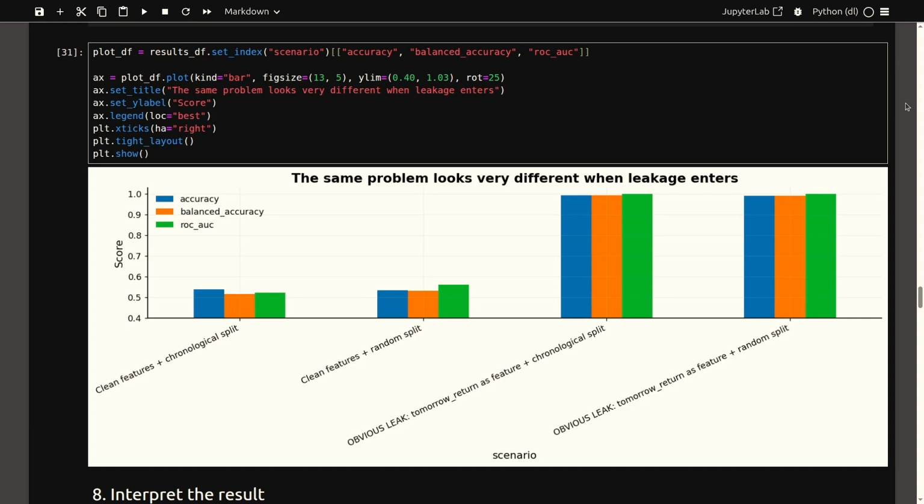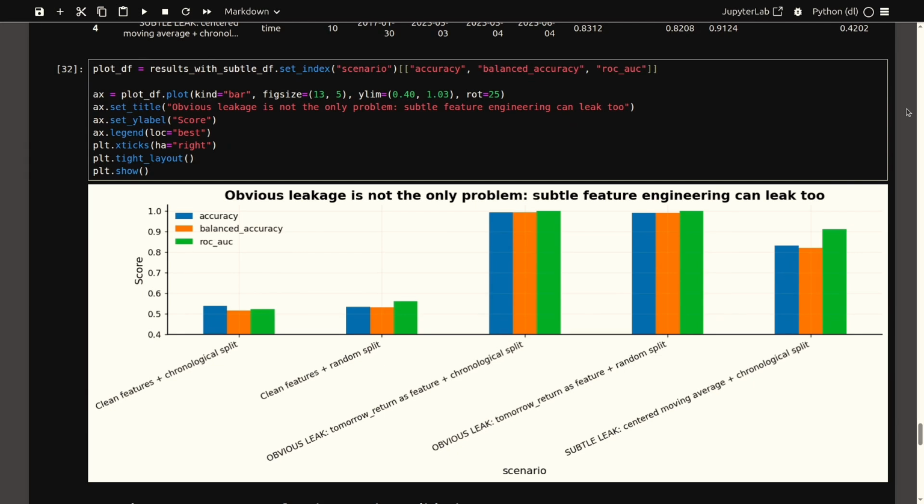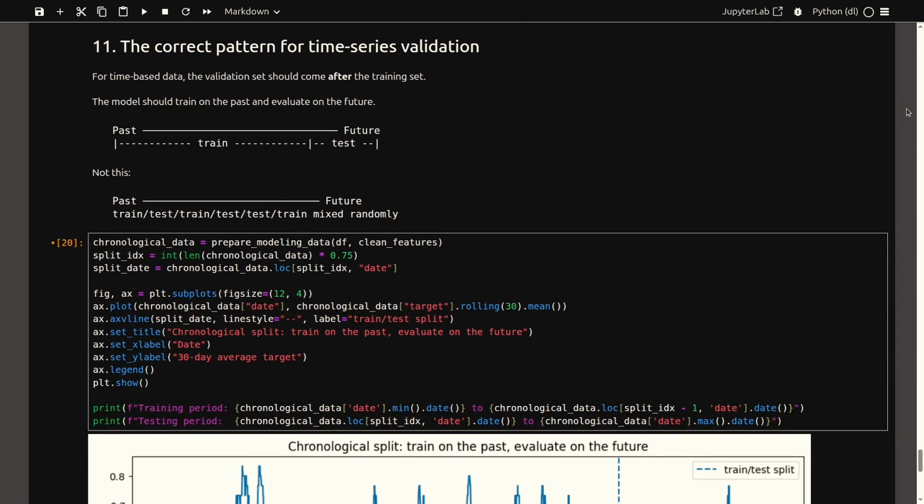Then we look at a more subtle example. A centered moving average. It looks like normal feature engineering, but it can use future prices inside today's feature. That is also leakage. So for time-based data, the safe pattern is train on the past, test on the future. And before trusting any score, ask, would this feature actually exist when I make the prediction? If the answer is no, your model might be cheating.